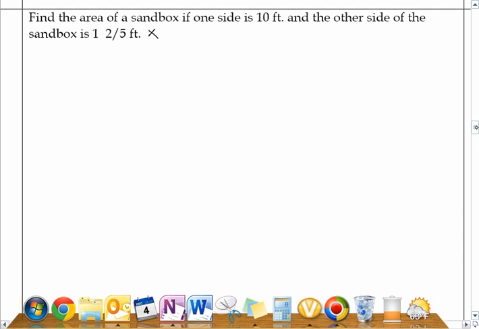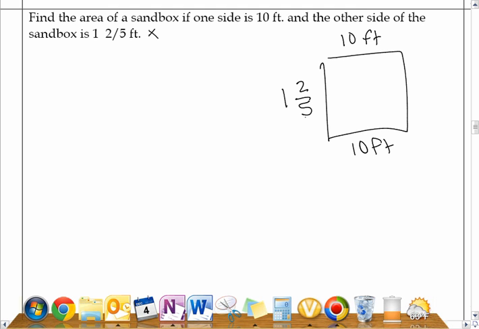Number 6 is find the area of a sandbox if one side is 10 feet and the other side of the sandbox is 1 2/5 feet. So here's our sandbox. It looks really disproportionate, but this side is 10 feet. And if one side is 10 feet, the side across from it is also going to be 10 feet. It's going to be equal, and same with the adjacent sides, 1 2/5 feet.